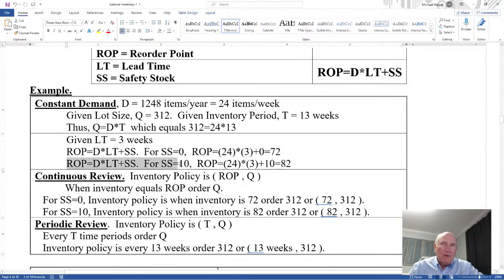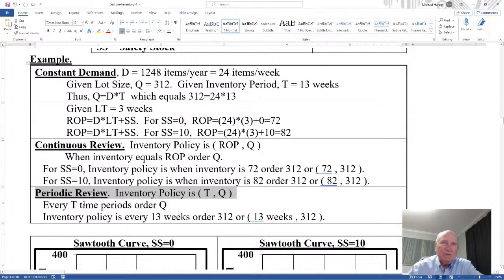Now, if I increase my safety stock, say, to 10, then I have my 24 times 3 again, plus 10, which is 82. So depending on what my safety stock is, my reorder point is directly related to safety stock. Say safety stock goes up, then the reorder point goes up.